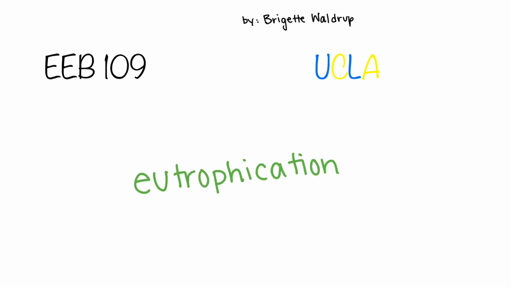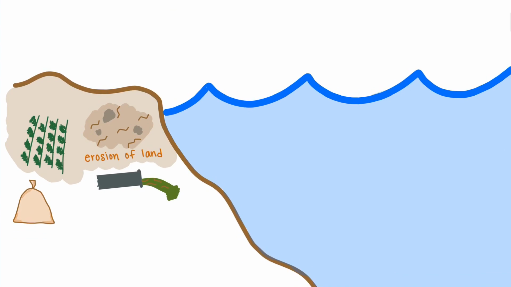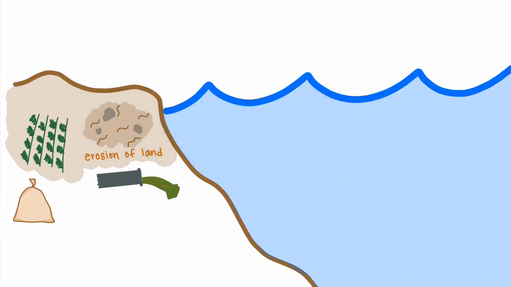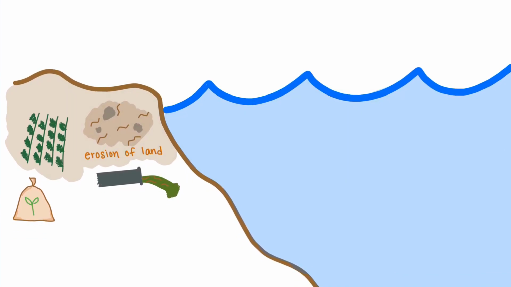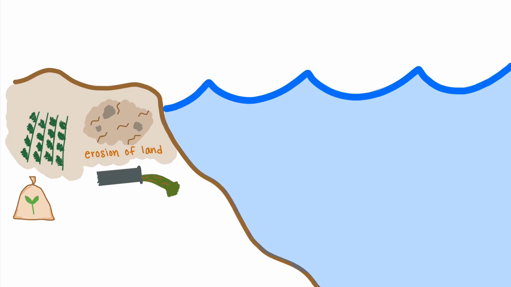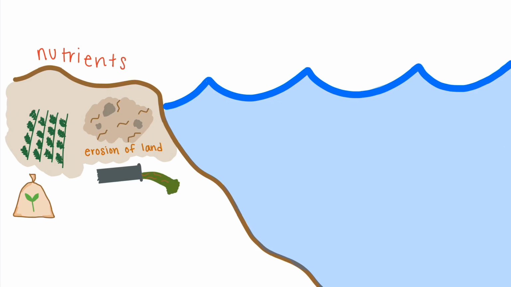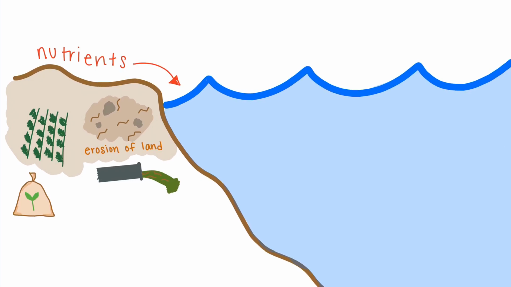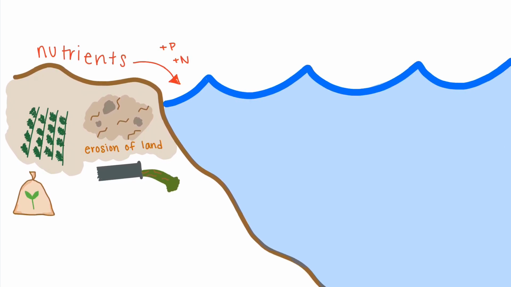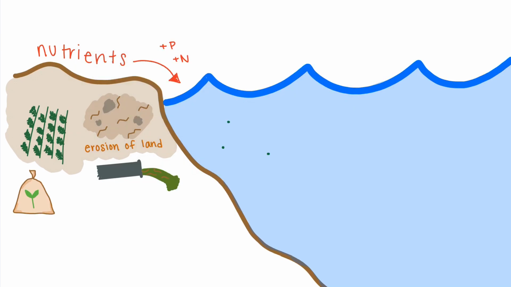Eutrophication is defined as the addition of high nutrient concentrations to a body of water. The main sources of anthropogenic nutrient input are from erosion and runoff of fertilized agricultural areas and sewage from cities and industrial wastewater. The most common nutrients added that cause eutrophication are nitrogen and phosphorus.